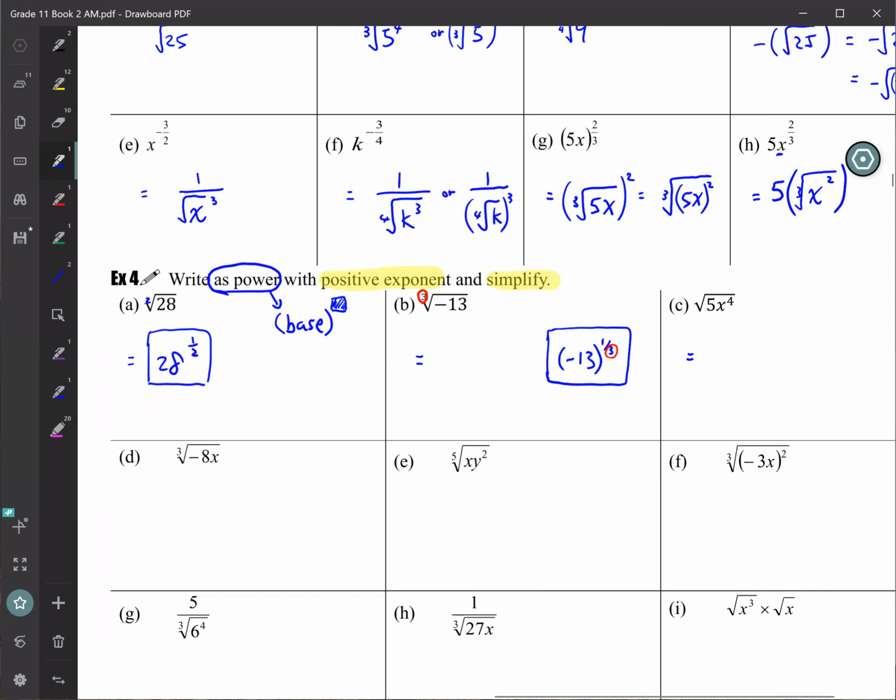Colin, Eric, Nathan, any trouble? Okay, Eric, can you give it a try? What does it look like in exponent form? Eric? I have 5 to the power of 1/2 times x to the power of 2. Okay. Anyone else got something different?